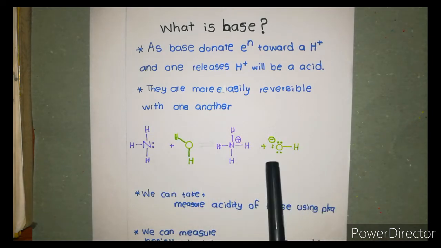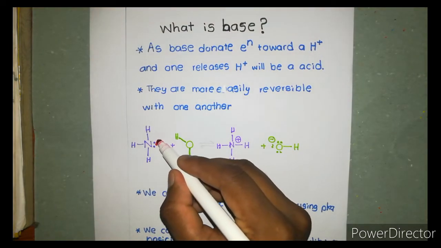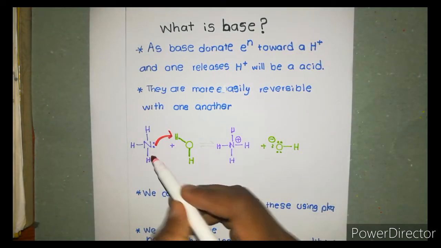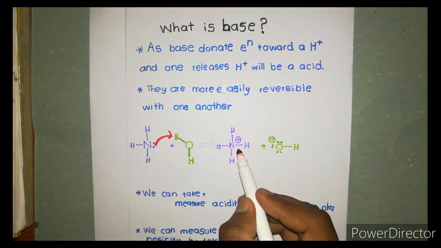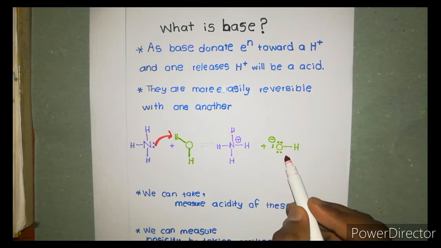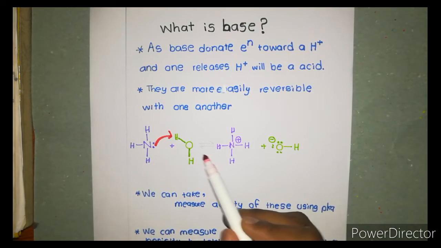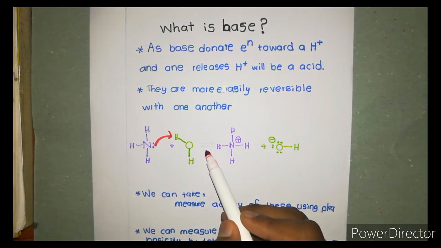Therefore, they have a reversible reaction with each other. In this example, we can observe that from this lone pair of electrons, it can grab this H+. That acts as a base, and this acts as an acid. So it is going to form this ammonium ion and the OH minus ion. That is how a base acts with the acid, and these two are under a reversible reaction.